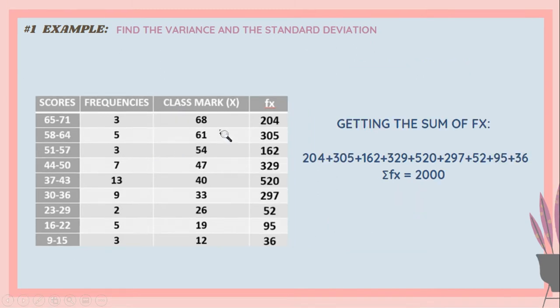And then after finding the fx, you need to get its sum. So you just need to add all of this. 204 plus 305 plus 162 plus 329 plus 520 plus 297 plus 52 plus 95 plus 36 is equal to 2000. So that will be our sum of fx.